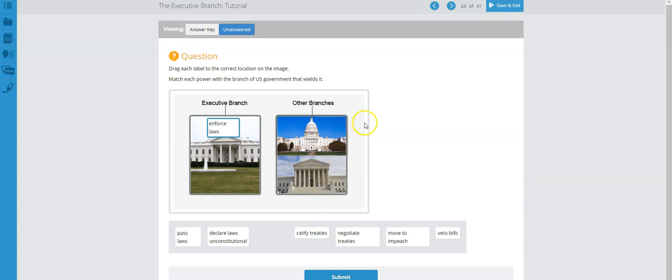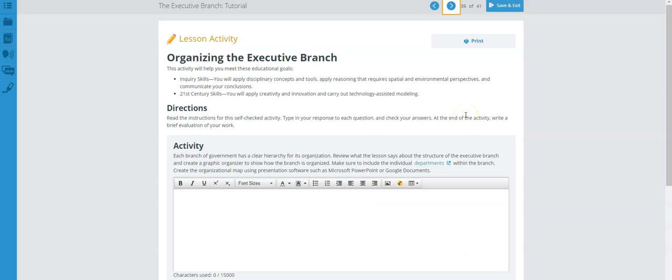If you're unsure about something, please either research online or go back to this tutorial and you will have the answer. We are now on page 39 of the executive branch tutorial, and this is another lesson activity, which is organizing the executive branch. Make sure you read the directions as to what you need to do.